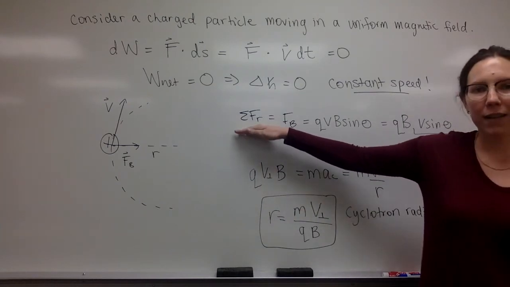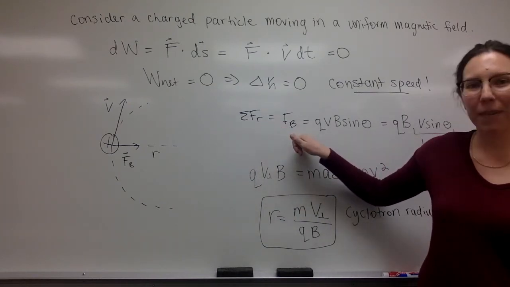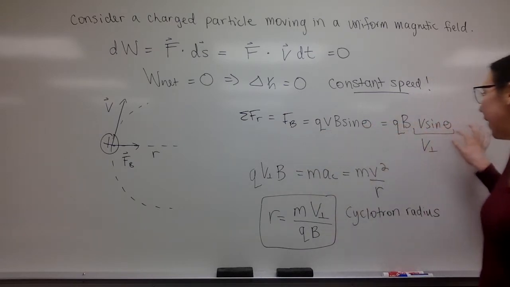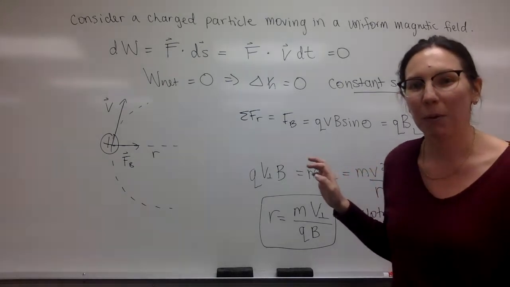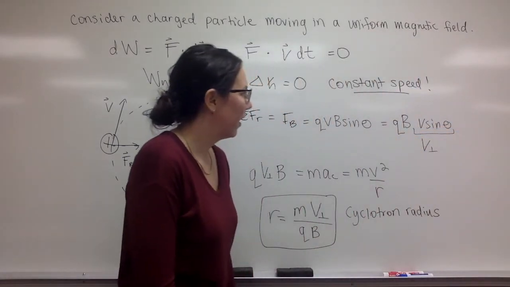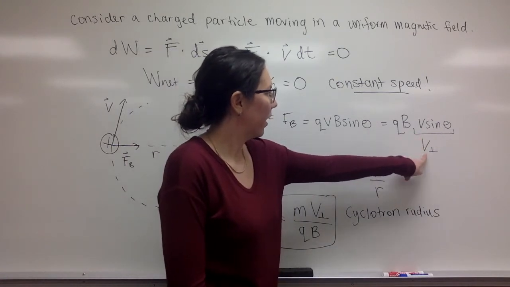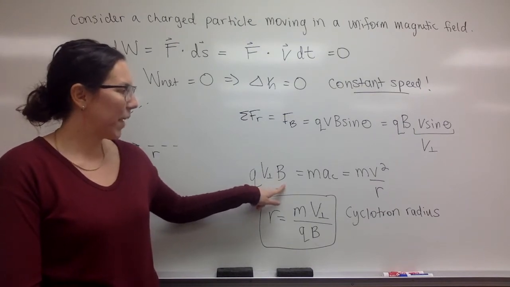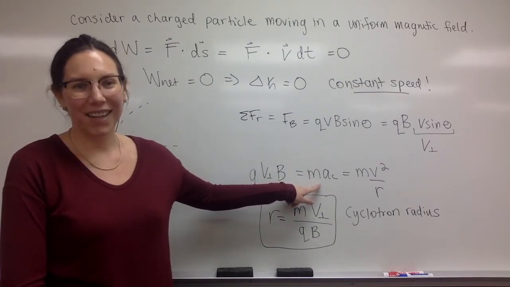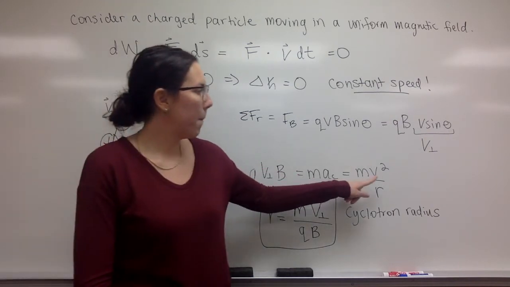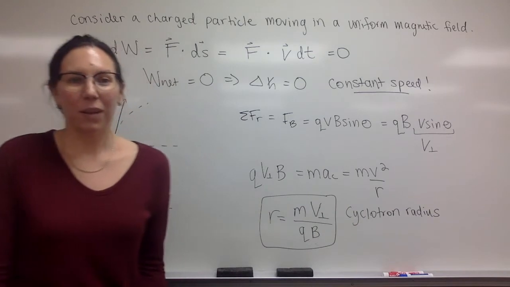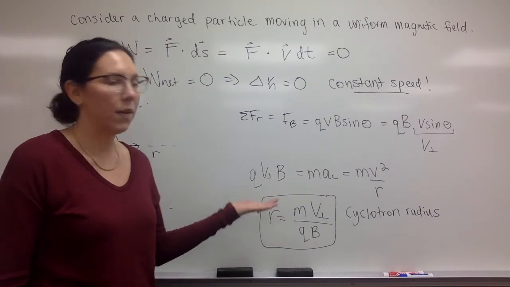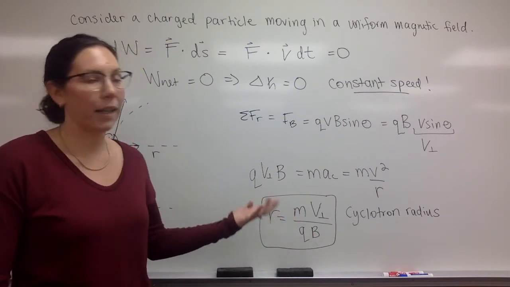We can write the net force in the radial direction as F_B, just the magnetic force. So q v B sine theta. This v sine theta is the component of the velocity that's perpendicular to the field. So we have v sine theta here. I put the v perpendicular sign to indicate that. q v perpendicular times B equals our net force in that radial direction, m a_c, or m v squared over r. So relating this back to uniform circular motion, we can solve for the radius here. This gives us an important quantity called the cyclotron radius.